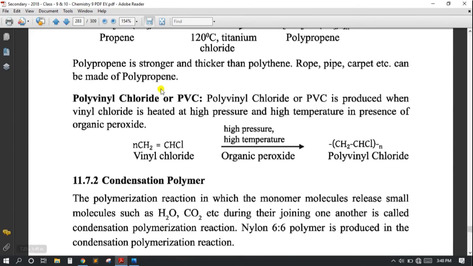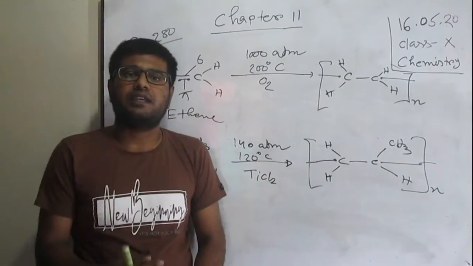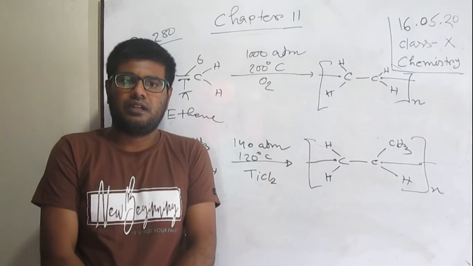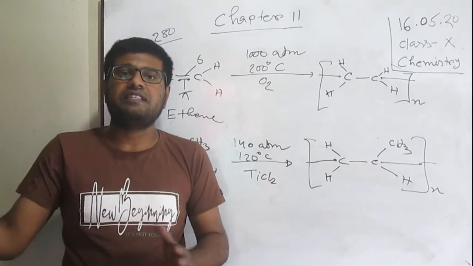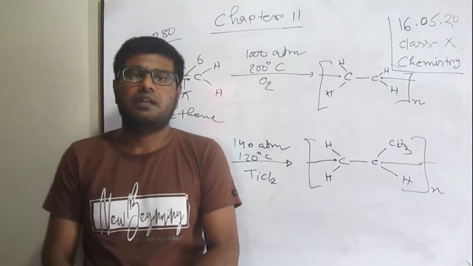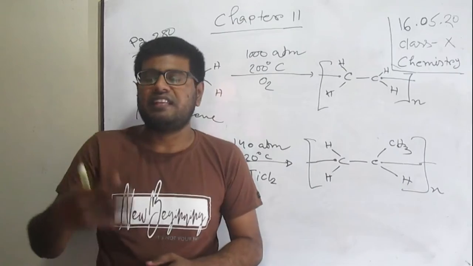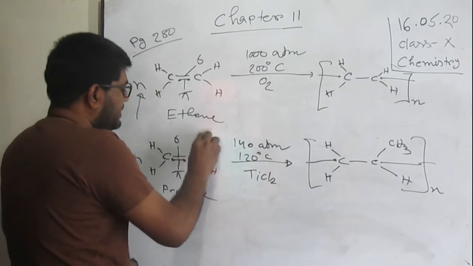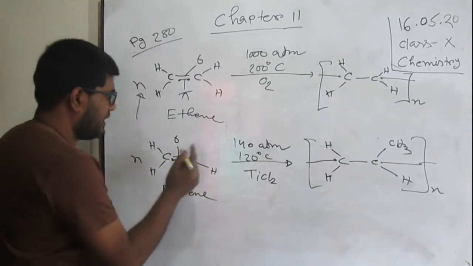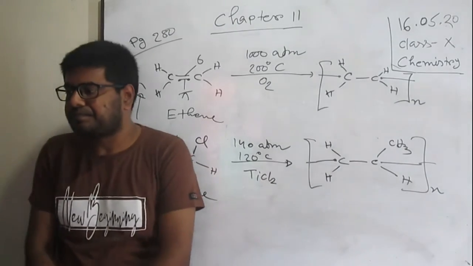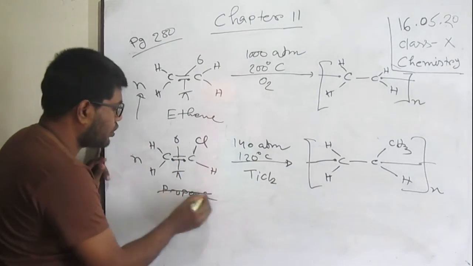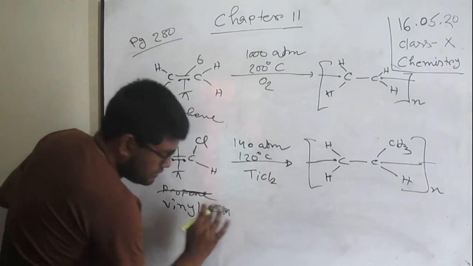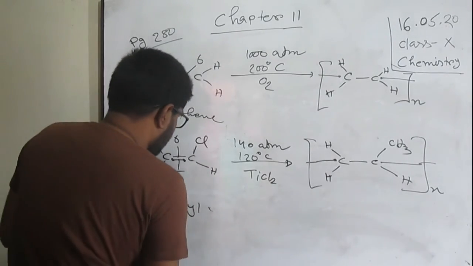This is called PVC. Several times you observe there are so many promotions on our TV, that dash PVC pipe, that dash PVC pipe. So what is PVC? PVC means polyvinyl chloride. If you think, there is a chlorine here, there is a chlorine here, this is called vinyl chloride.